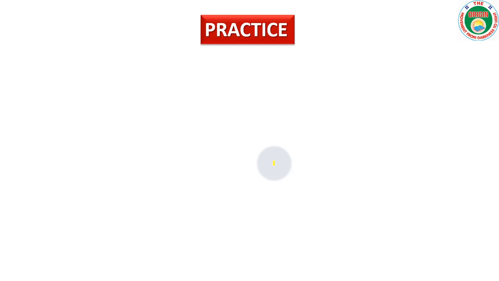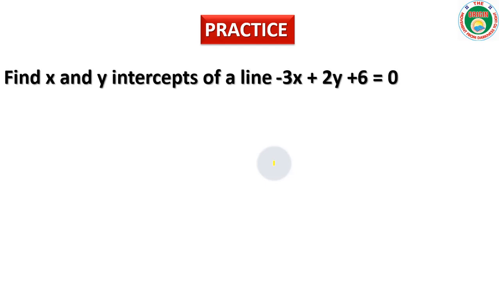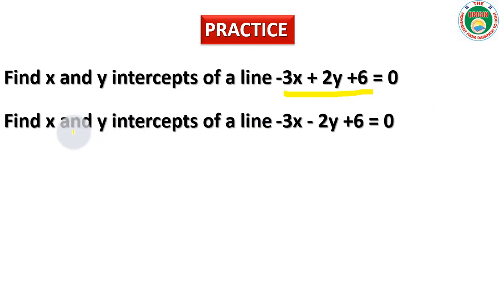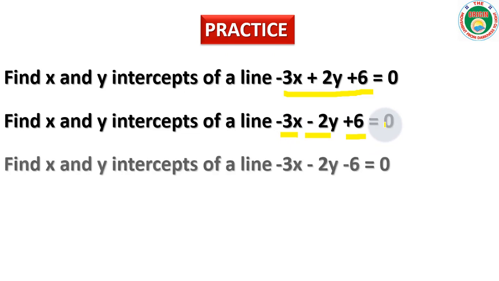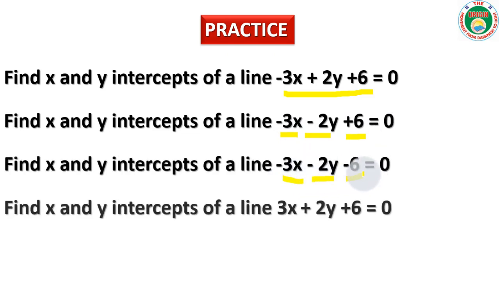Practice. After listening to this video, practice these problems. Find the x and y intercepts of the straight lines: minus 3x plus 2y plus 6 equal to 0, and minus 3x minus 2y plus 6 equal to 0, minus 3x minus 2y minus 6 equal to 0, and 3x plus 2y plus 6 equal to 0. Practice all these problems after listening to the video.